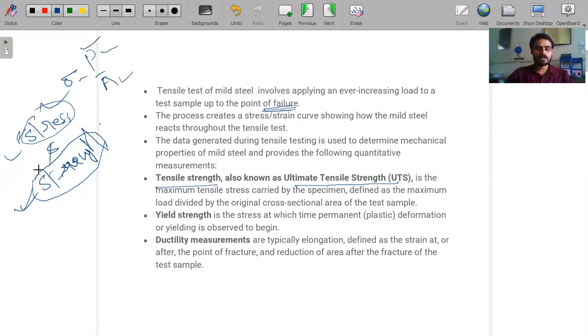Once the stress of a material reaches its strength value, the material will start failing. After that point, the material will not produce any more stress. So that is tensile strength.